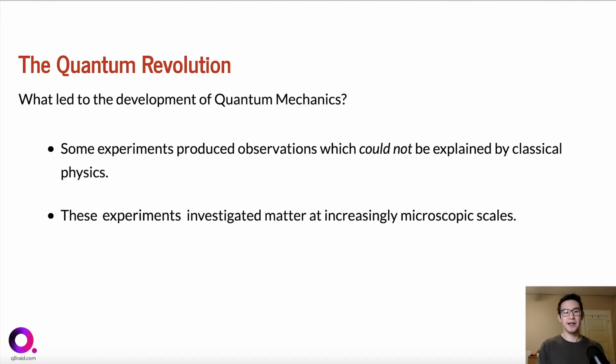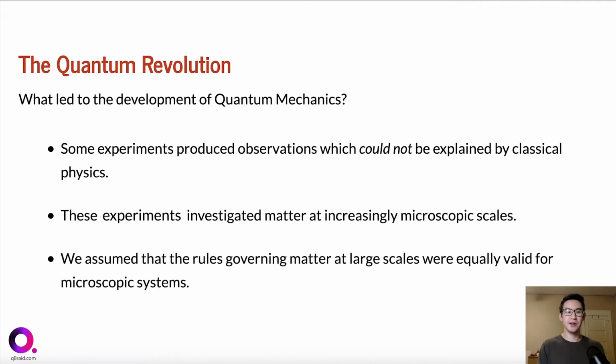And through much of the 19th century, physicists had reasonably assumed that the rules that govern physics at large scales were equally valid for small scales, so for microscopic systems. But in the early 20th century, the number of experiments that were not matching the classical predictions kept increasing, and it became clear that the behavior of very small systems, we're talking here about systems of the order of 10 to the minus 10 meters, could not be explained using just classical physics, and that a new theory was needed to make sense of all of these experiments. And this theory, as you can guess, is quantum mechanics.